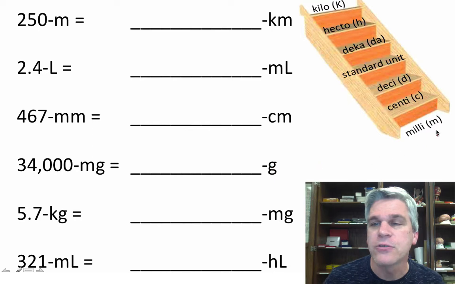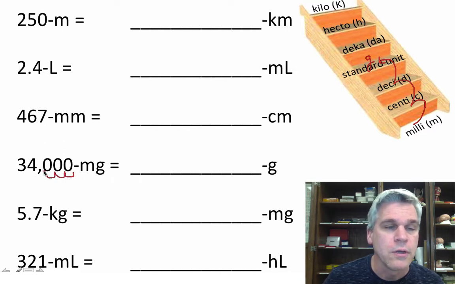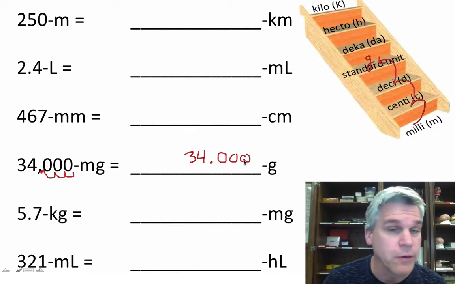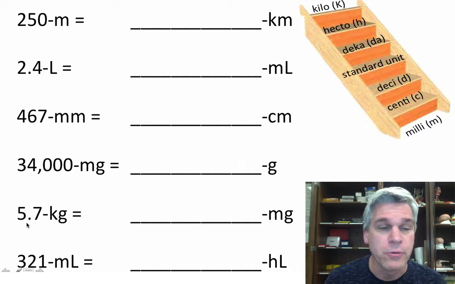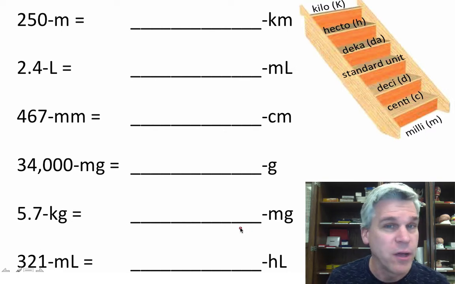Well, let's look at this next one, 34,000 milligrams. And I want to change that to grams. So I'm starting down here at milligrams. I'm going to go 1, 2, 3 spaces because grams is a standard unit up the staircase. So I'm going to move my decimal point over 1, 2, 3 spaces to the left, and this becomes 34 grams, and I can even say it's 34.000 grams. Try this next one on your own. You have 5.7 kilograms. How many milligrams will that be? Go ahead and pause the video while you complete that.